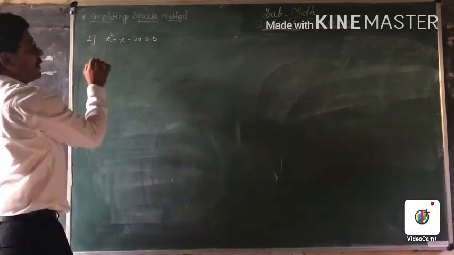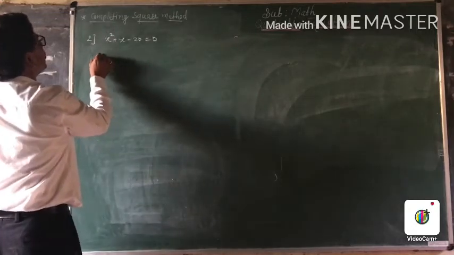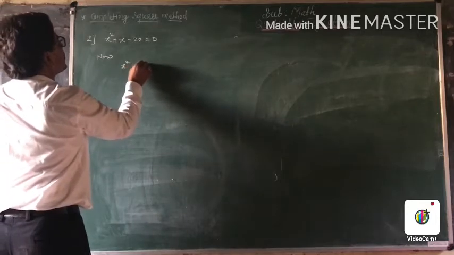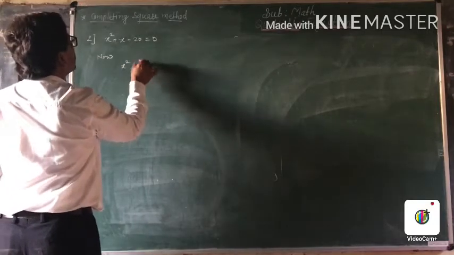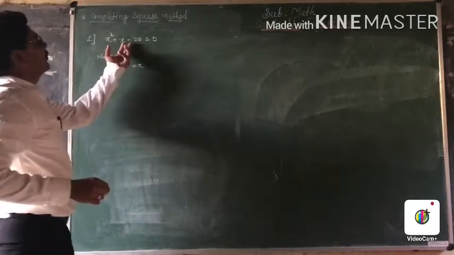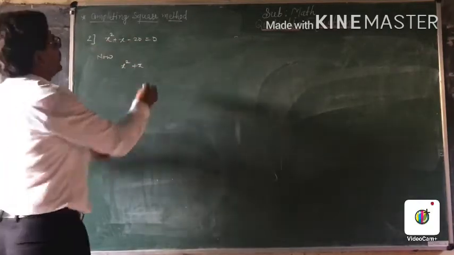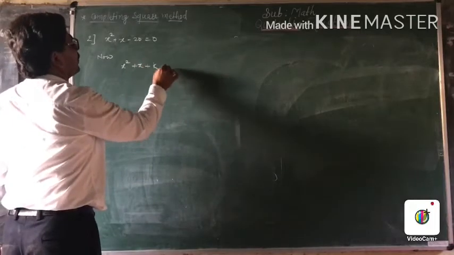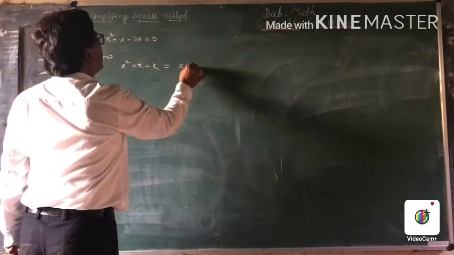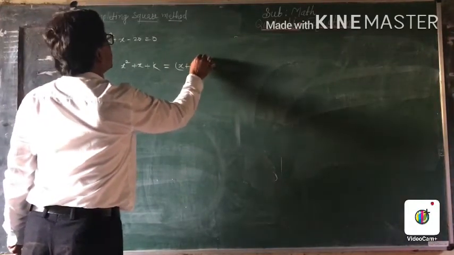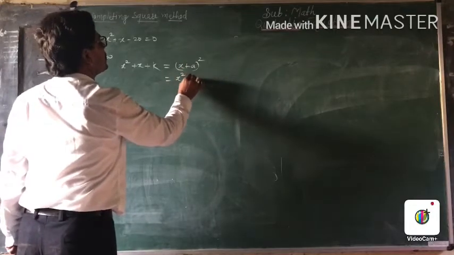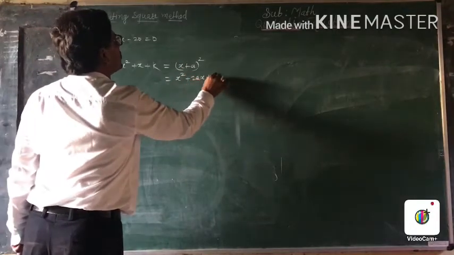Here it is already 1. Now, x square plus x, here is the minus 20. For the completing square method, the third term is k, which makes a complete square of x plus a. And the square of x plus a is x square plus 2ax plus a square.